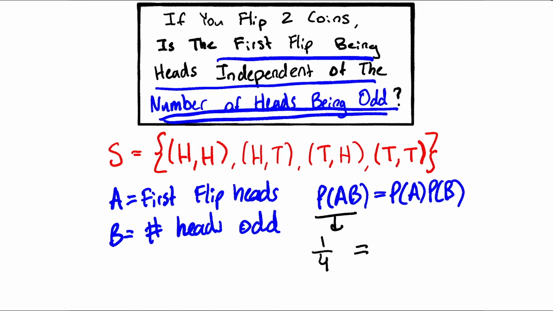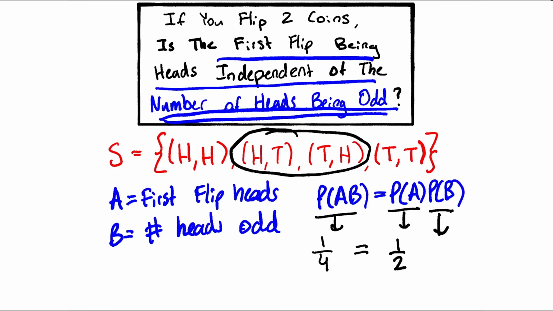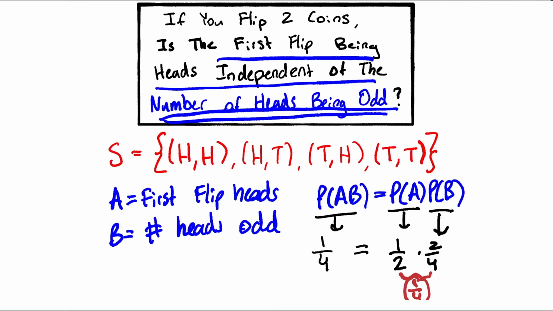And then what's the probability of A, the event that the first flip is heads? That's again 1/2, times the probability of B, the probability that there are an odd number of heads. Well, there are two options where there are an odd number of heads. So the probability of B is 2/4. And this term equals 1/4. So again, these events are independent.